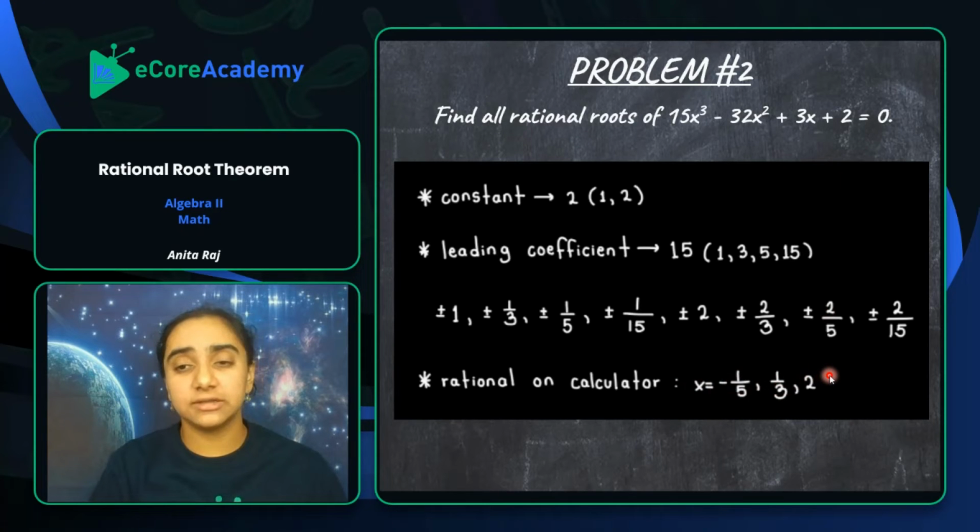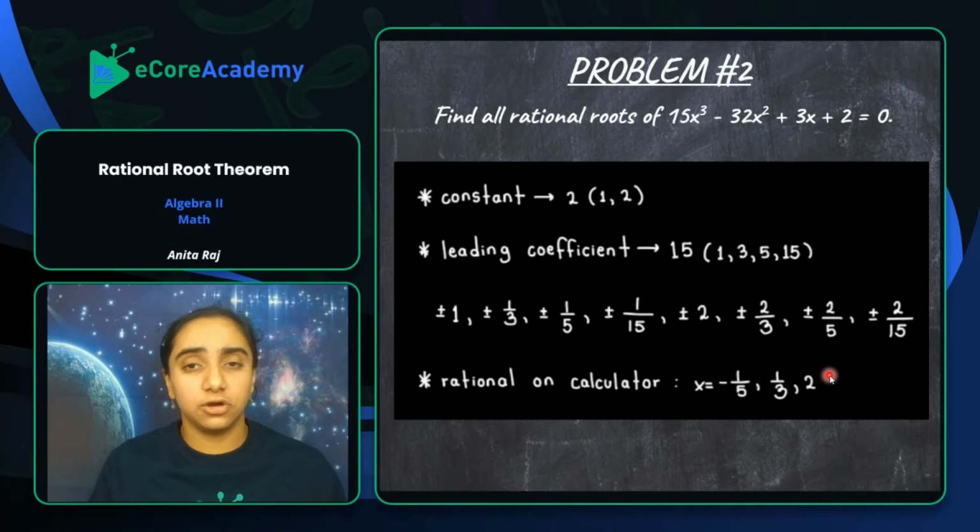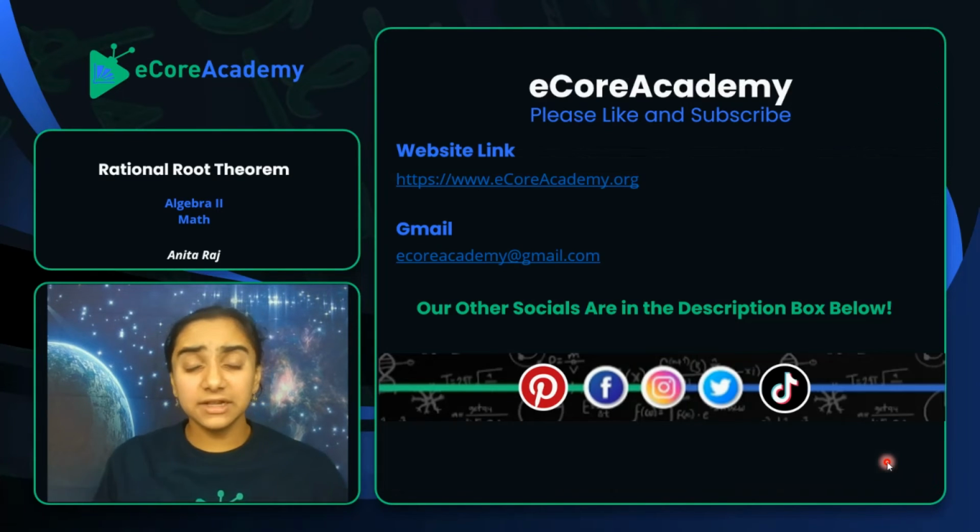So I suggest that you try this on your calculator, but you'll see that there are no irrational roots. All of the roots are rational, and there are 3 of them. We were able to find all of them on the calculator. So make sure you check that out using your calculator. It's pretty straightforward. And that's all I have for you today.